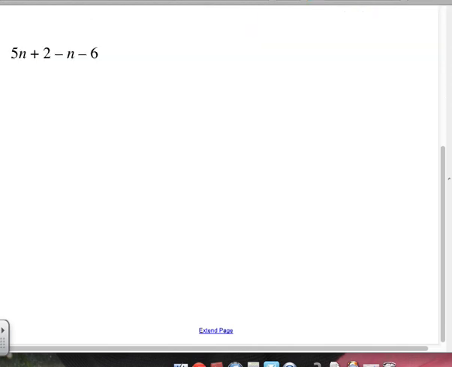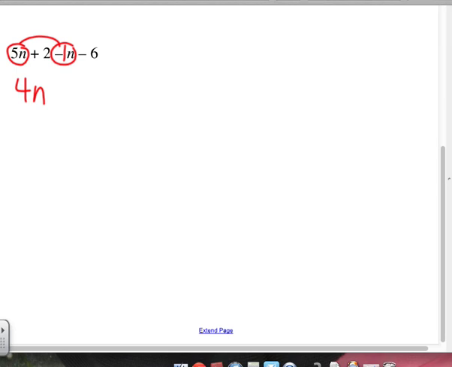Let's do this one. I've got a 5n, a plus 2, a minus n. Look at that, there's our invisible 1, minus 1n, and then a minus 6. So I see that the 5n is a like term with the minus 1n. So I'm going to put those together. 5n minus 1n brings you to a 4n because 5 minus 1 is 4.